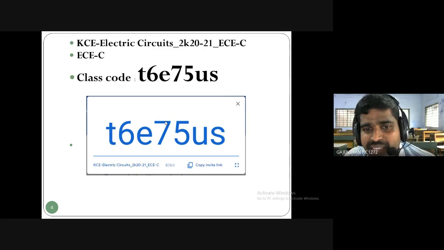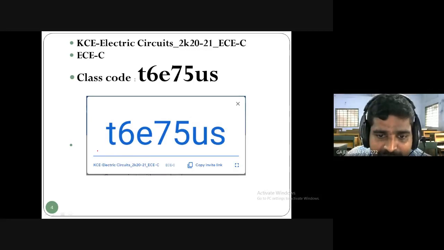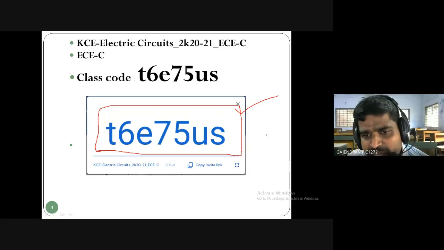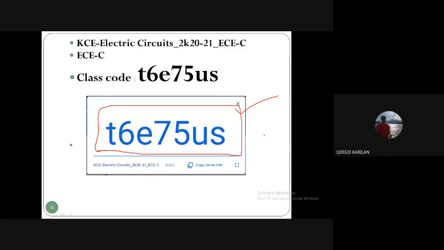Now only ECC students. Is my presentation visible in both the classes? Yes, sir. Okay. ECC students alone note down this class code. Others, don't bother about this code. Please follow your corresponding class code alone. Don't join in multiple classes, then you will get multiple assignments and you need to finish all the assignments. I think I can move to the second one. ECC students, have you completed this? Yes, sir.